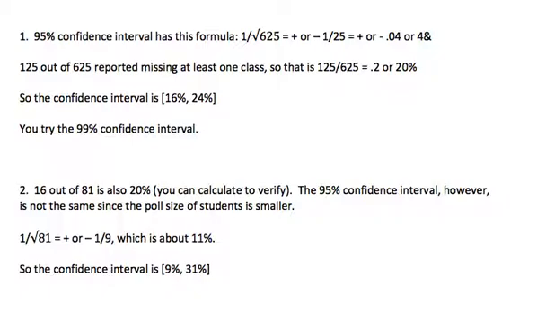So for the first one, you're given a sample size of 625 people, and 125 reported that they missed at least one class or class quiz or midterm because of illness, right? That is 125 out of 625, which is 125 divided by 625. You can do it with a calculator. That's basically 0.2 or 20%. So 20% respond accordingly, right?